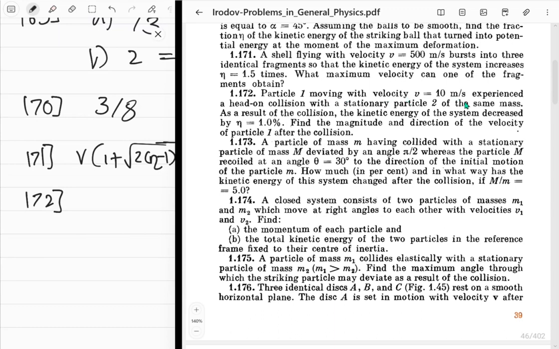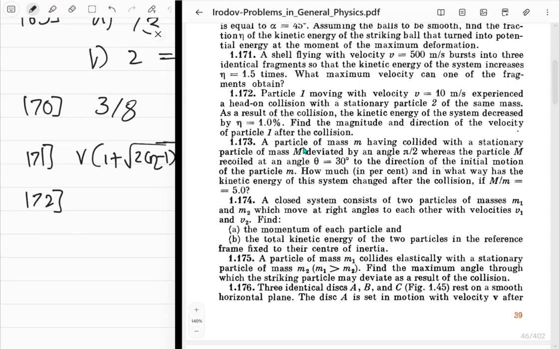Particle 1 moving with some velocity experienced a head-on collision with stationary particle 2 of the same mass. As a result of the collision, the kinetic energy of the system decreased by some amount. Find the magnitude and direction of the velocity of particle 1 after collision. Wait, it's not elastic anymore. So we'll have to write down the equations again. Particle 1 moving with some velocity experienced a head-on collision with a stationary particle 2. Same mass, important. As a result of the collision, the kinetic energy of the system decreased by this much.